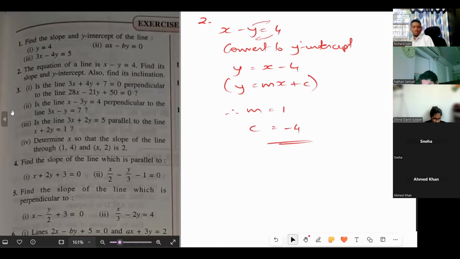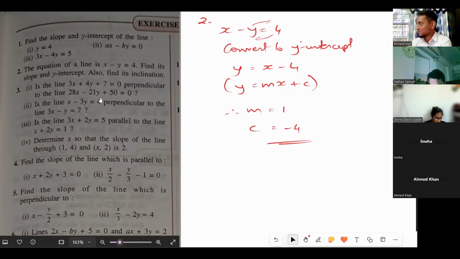Okay, question number 3(1). Is this line, equal to 0, perpendicular to this line? They're giving two equations of lines and asking if they're perpendicular. Aman, how do we do this? We have to find the m of both the lines and then multiply them to see whether it is satisfied or not. Okay, correct.